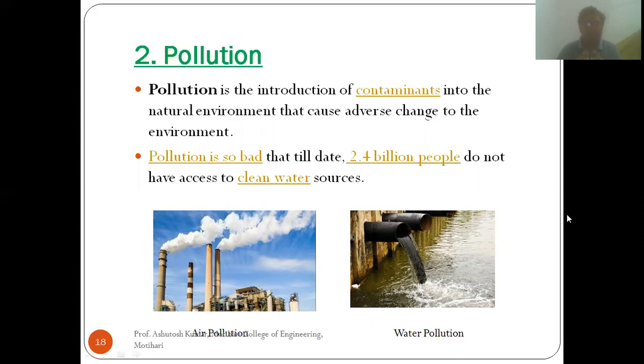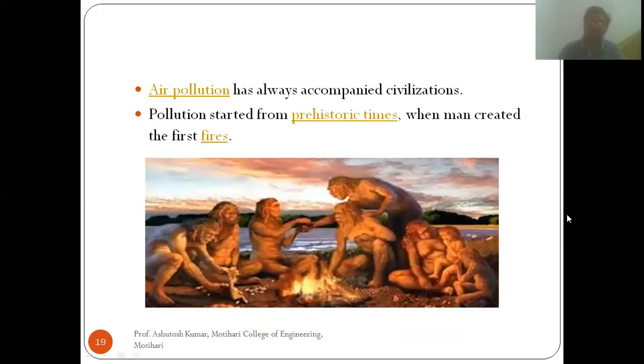Pollution is so bad that to date 2.4 billion people do not have access to clean water sources. So this is huge. Out of 7 billion population, 2.4 billion do not have access to clean water. Can you imagine the impact of pollution? I am talking about water pollution. Now, air pollution has always accompanied civilizations. As we all know, we have the Indus Valley civilization, Mesopotamian civilization, Chinese civilization.